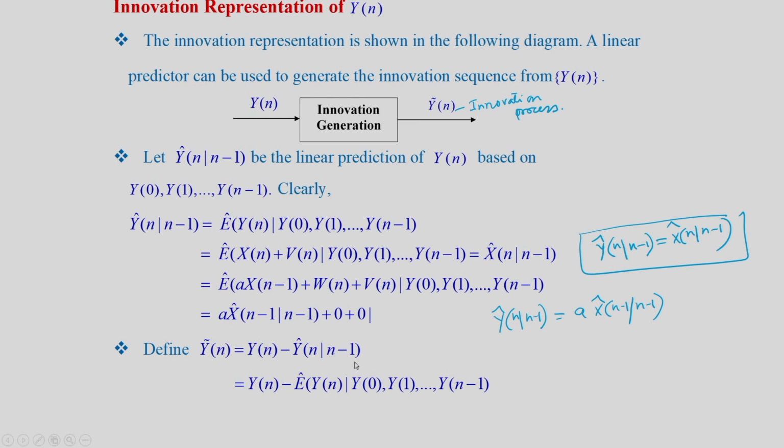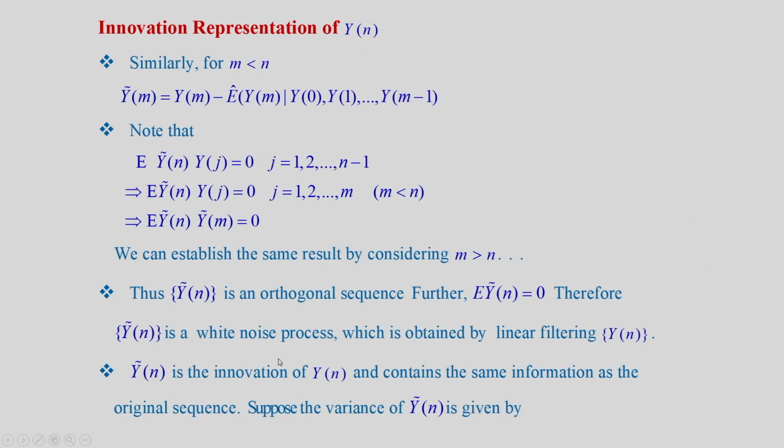Now, we will define the innovation like this: y tilde n is equal to yn minus y hat n given n minus 1. So, that way this is equal to yn minus E hat of yn given y0, y1 up to yn minus 1. So, that prediction error is the innovation sequence.